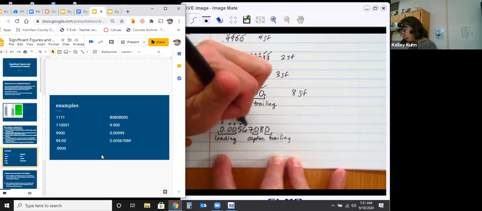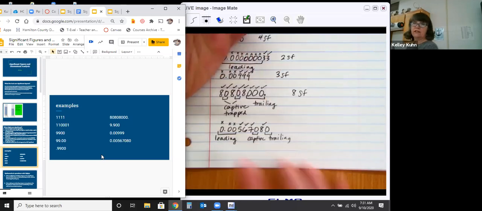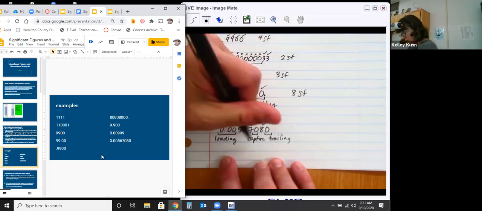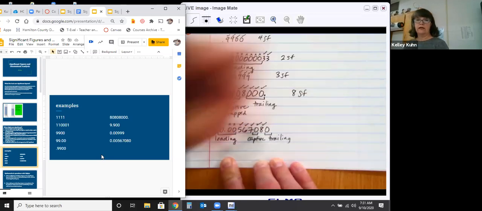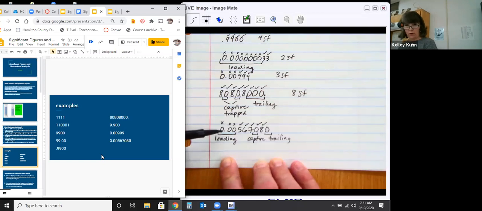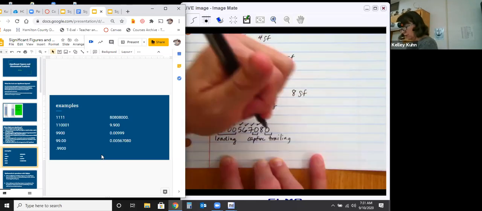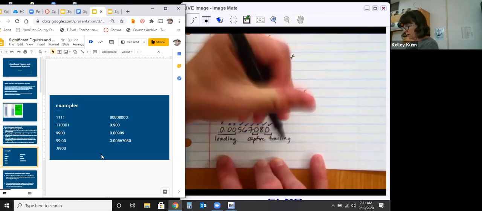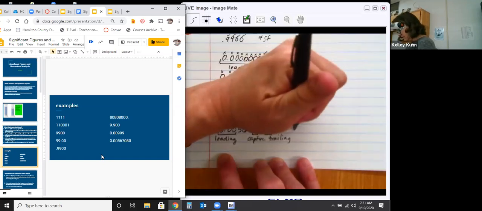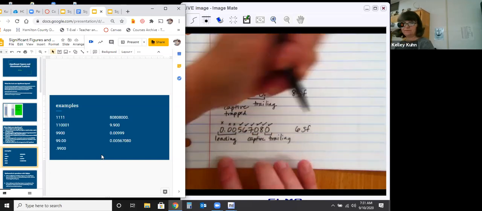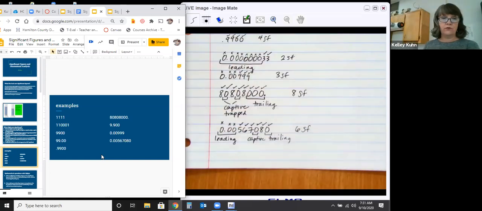The 5, 6, 7, and 8 count because anything that's not a zero counts. This one's captive, so it counts. And this one is trailing. And because there's a decimal in the number way up here, it will count. The decimal can be anywhere in the number for the zeros to the right to count. So this one would have 6 sig figs. So those are our rules.